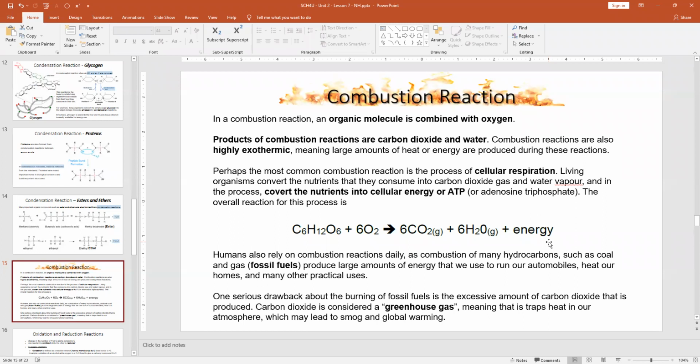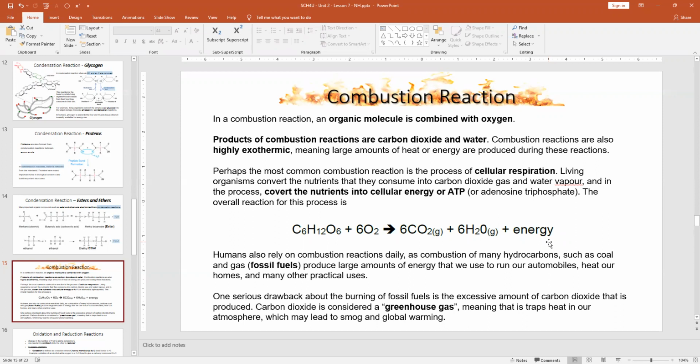That's why when we burn something, you get warmth or light, or both, in combustion reactions. And we heavily rely on combustion reactions in our daily lives, as we use combustion of many different types of hydrocarbons, such as fossil fuels like coal and gas, to give us large amounts of energy that we use to heat our homes or drive our cars, or for lots of other uses.